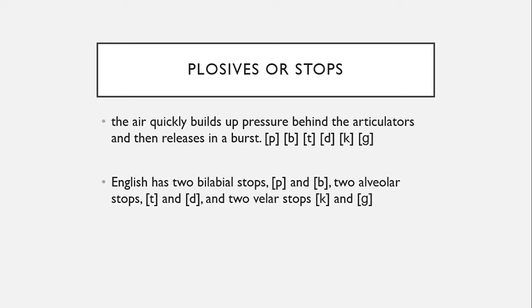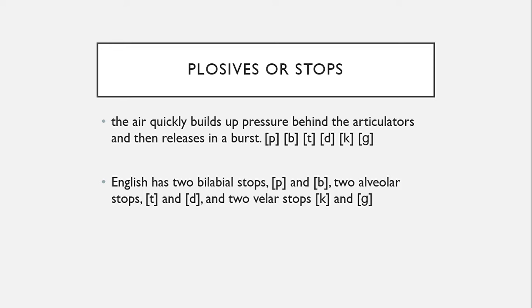When I'm uttering these sounds, the air is stopping behind my articulators. When I'm saying p, I join my lips, the air is closed behind my lips, and then with a burst, the sound is released.